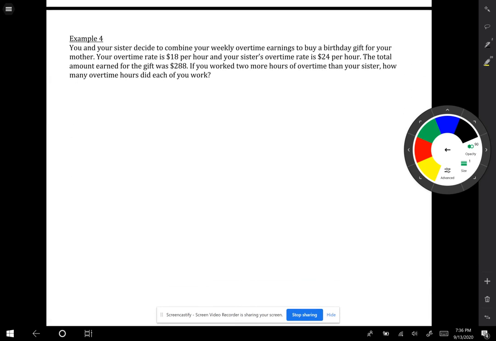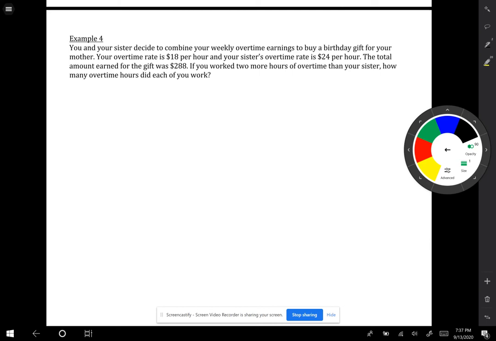Okay, our last question for section 3.2a is a word problem, and you will have those. And for me, word problems are the most fun as far as systems of equations go because they make sense and they're useful. You and your sister decide to combine your weekly overtime earnings to buy a birthday gift for your mother. How sweet of you.